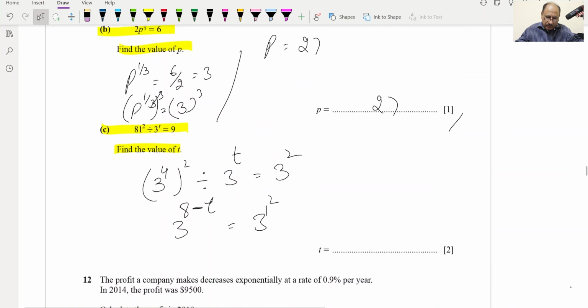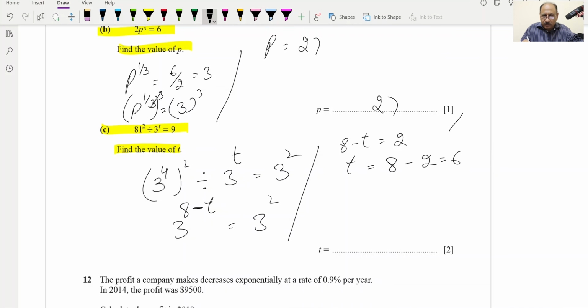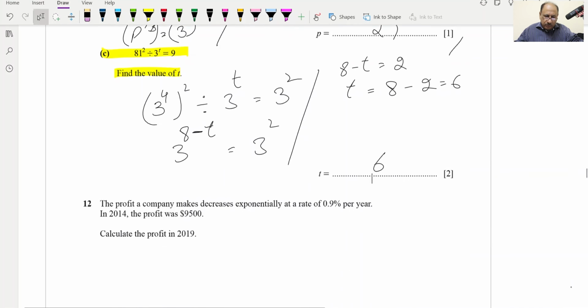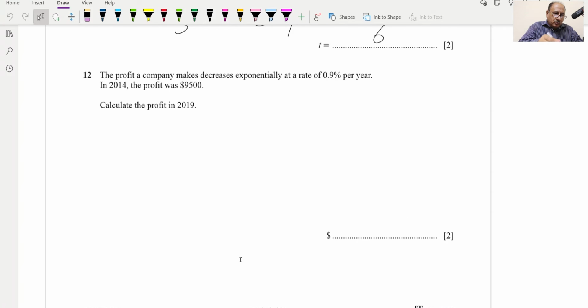Bases are same, so we can leave the bases and powers can be compared. So 8 minus t is equal to 2. So t is equal to 8 minus 2, which is equal to 6. So t value will be 6. Hopefully you got this. Question number 12.